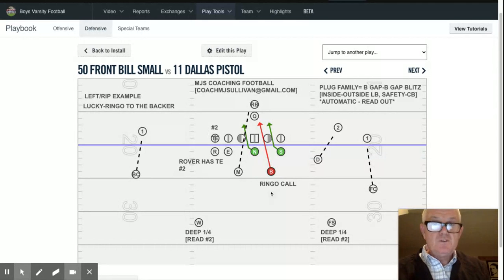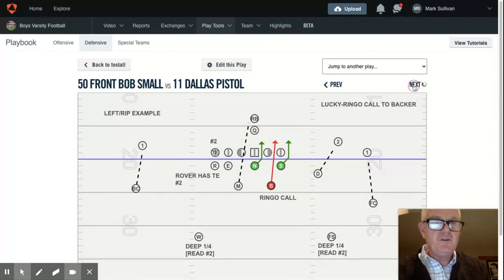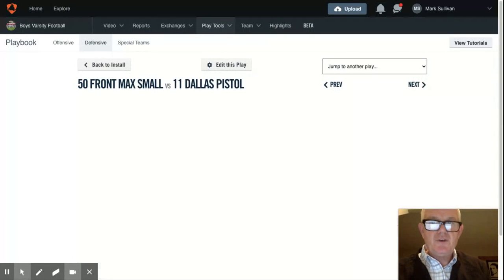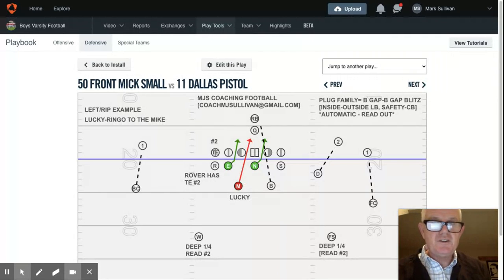We utilize this for a variety of reasons. We utilize it versus 2-back, 1-back, and versus 10 personnel, 11 personnel, 12 personnel, all the different personnel groupings. The complementary pressure to this, and this is why we teach them together, is that when we do our install, one day it'll be Bill and Mick because it's the same blitz.